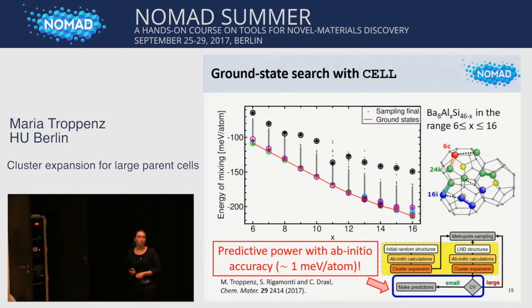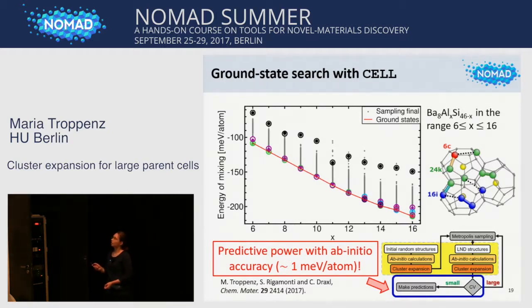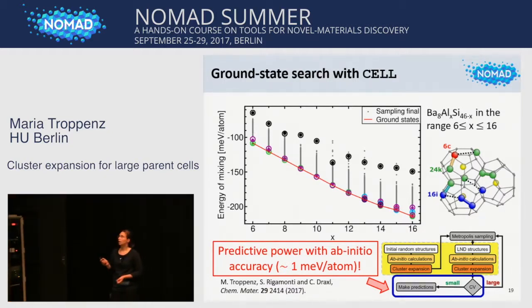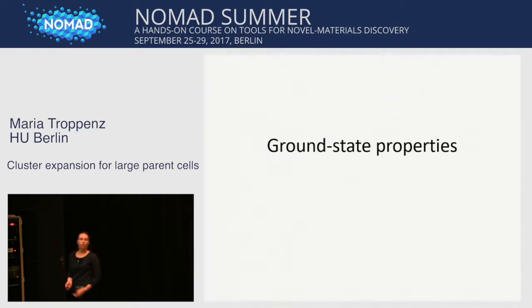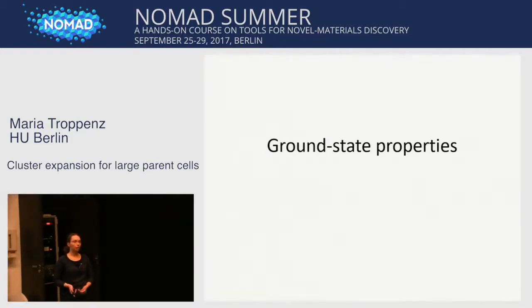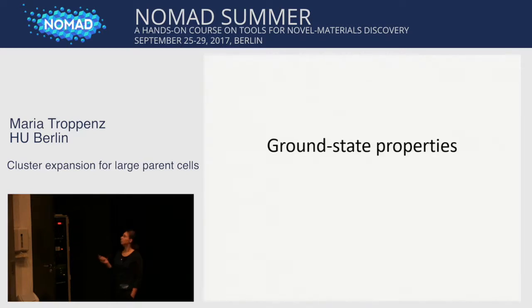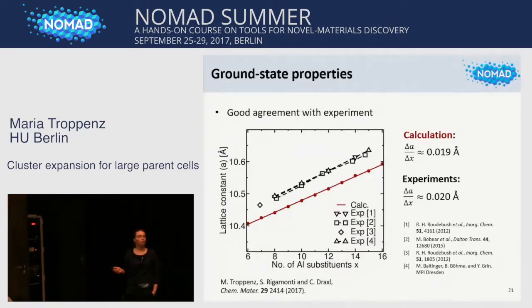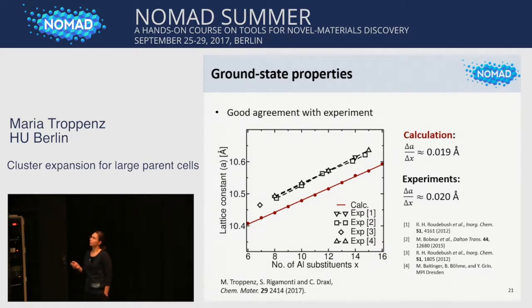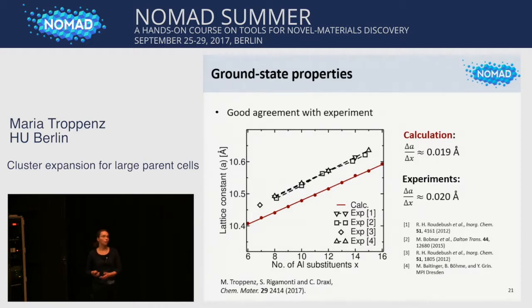We only use the 1-point clusters, which are the 3 different Wyckoff sites, 6c, 24k, and 16i. And we use the nearest neighbor interactions, so the 2-point clusters with sites next to each other, which are indicated here with the colored bonds. So after we obtain these ground state configurations, now we can look at their properties. For instance, we reached a good agreement of the lattice constant with experiment, and we could prove that the lattice constant increases linearly with the aluminum content.